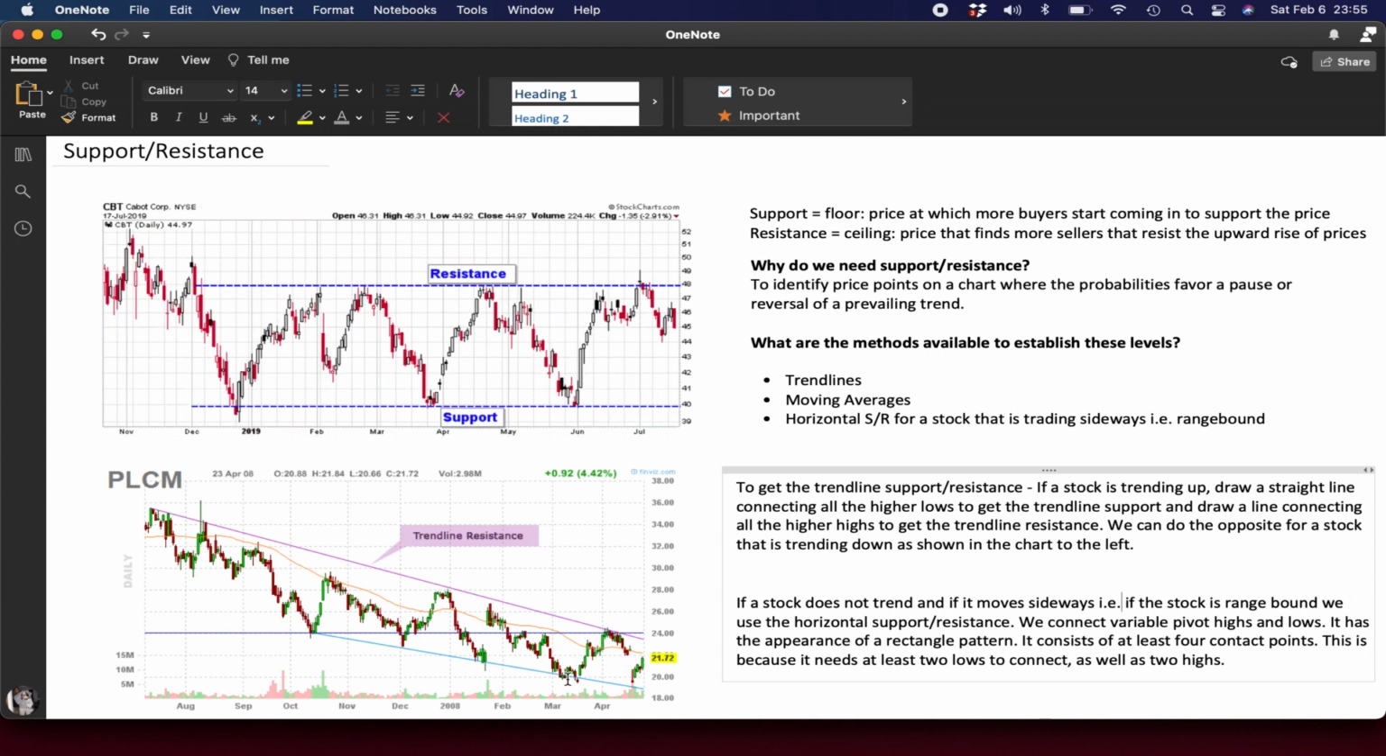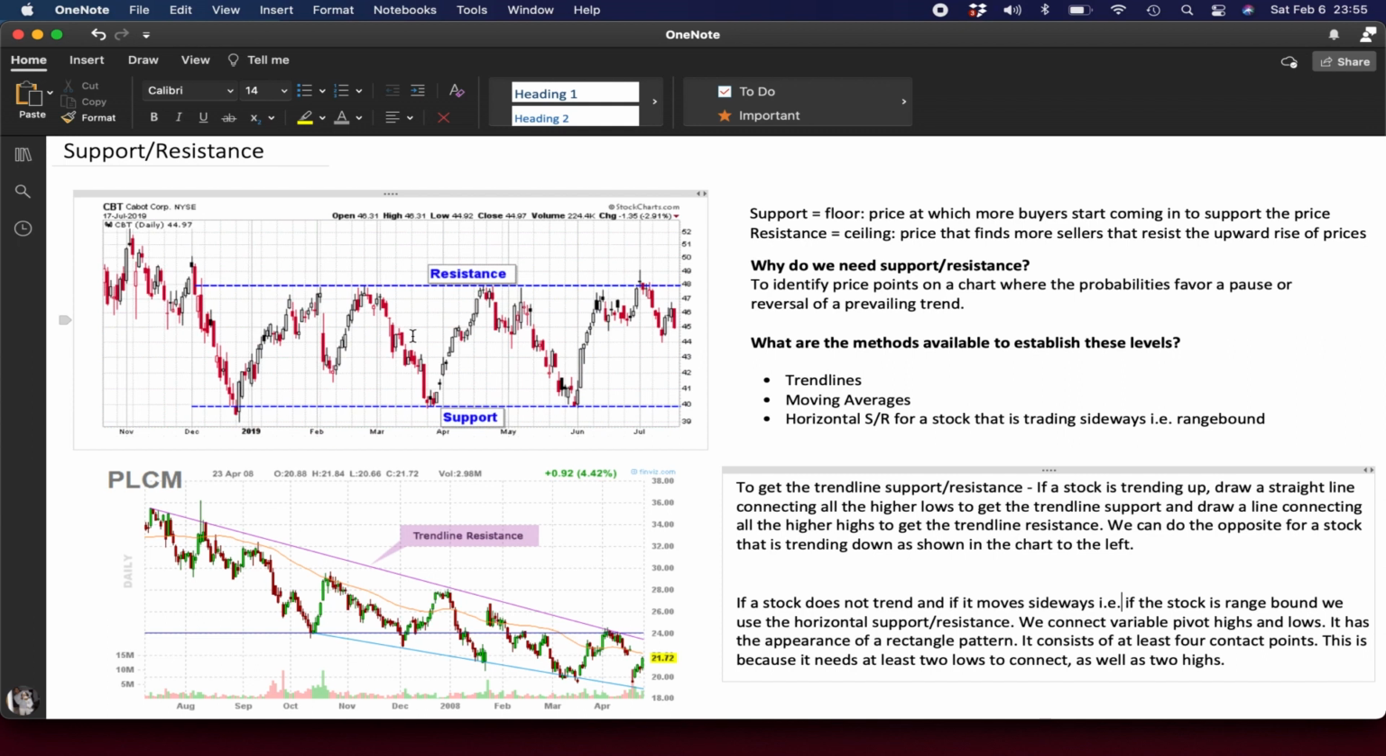Now, if a stock does not trend and if it moves sideways, as you can see here, then that is called a range bound stock. And in this case, you would use the horizontal support and resistance. So we can connect variable pivot highs and lows, and it has the appearance of a rectangle pattern here. Again, it consists of at least 4 connect points.